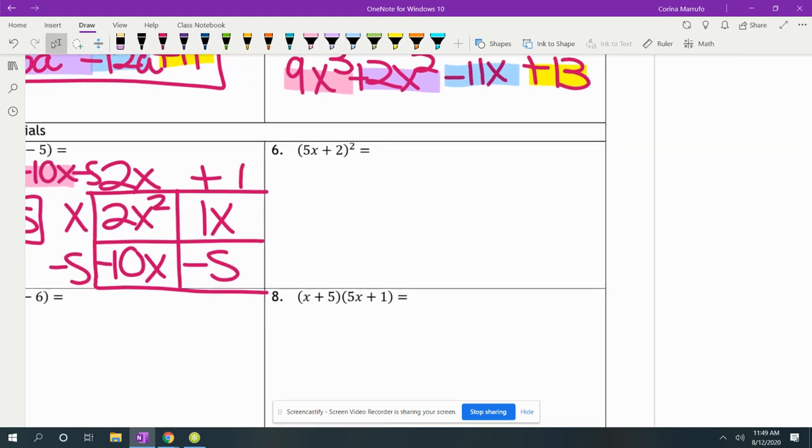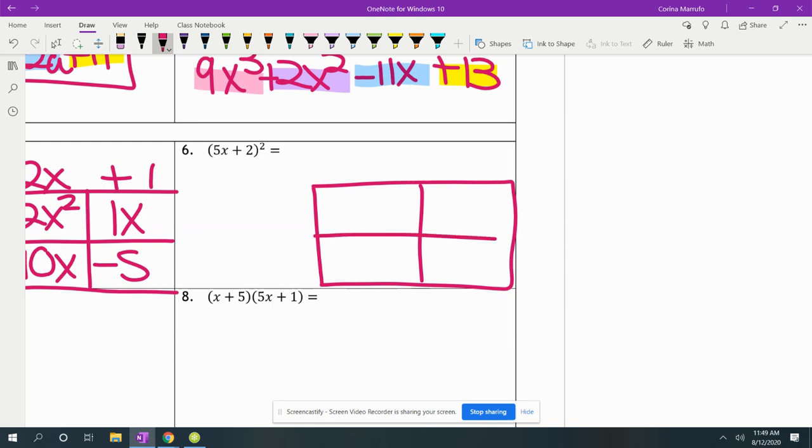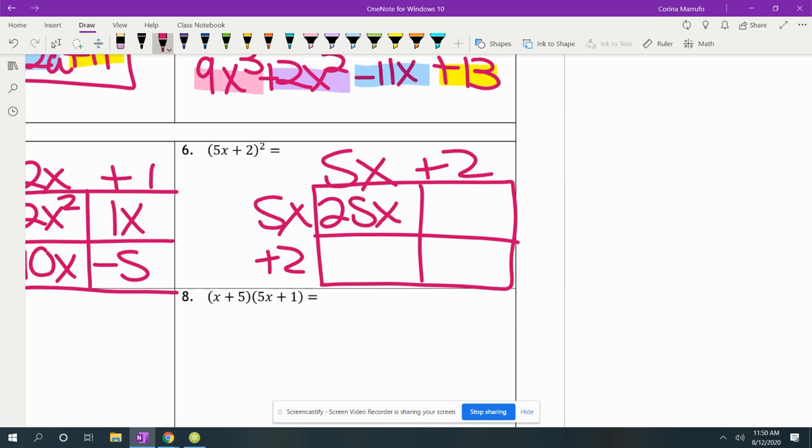Here it's 5x plus 2 squared. So even though it's squared, it still means the same thing. We're still going to multiply. But we just have 5x plus 2 times 5x plus 2. All right, so we're going to multiply 5x times 5x, and that gives us 25x. 5x times 2 gives us 10x. 5x times 2 again is going to give us 10x, and then 2 times 2 gives us 4. I forgot the squared here, sorry.